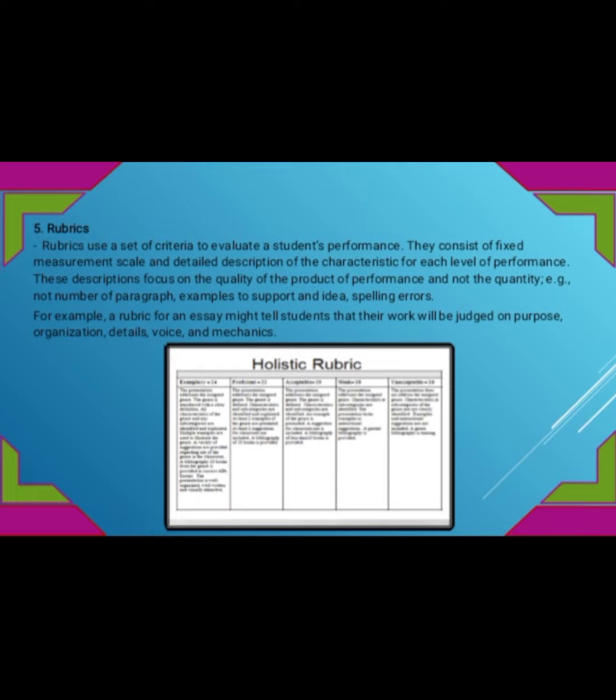So the fifth type of assessment tool is the rubrics. Rubrics use a set of criteria to evaluate a student's performance. They consist of a fixed measurement scale and detailed description of the characteristics for each level of performance.